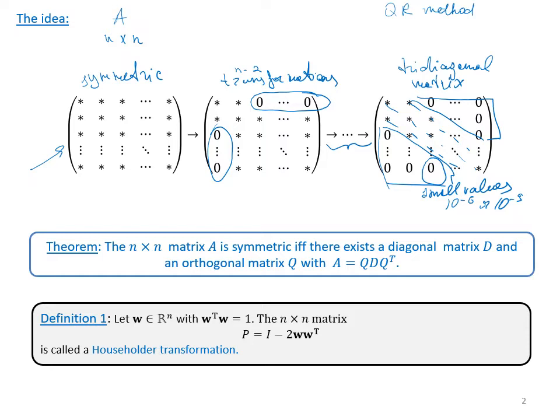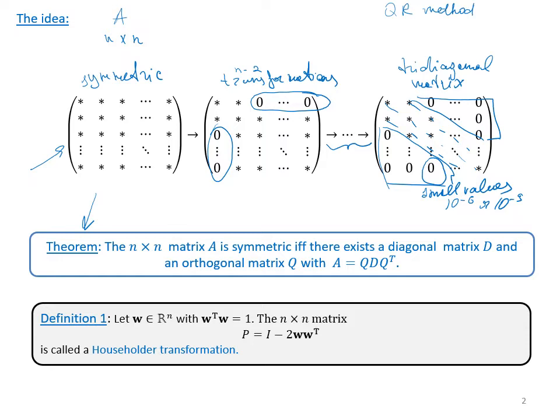So, next step. In order to apply householder transformation, we will use this theorem that I covered when I talked about orthogonal matrices. And this theorem states that the n by n matrix A is symmetric if and only if there exists a diagonal matrix D and an orthogonal matrix Q with the property that A equals the product of matrix Q multiplied by diagonal matrix D and multiplied by transposed matrix Q. And we are going to use this theorem today in order to show how householder transformations work.